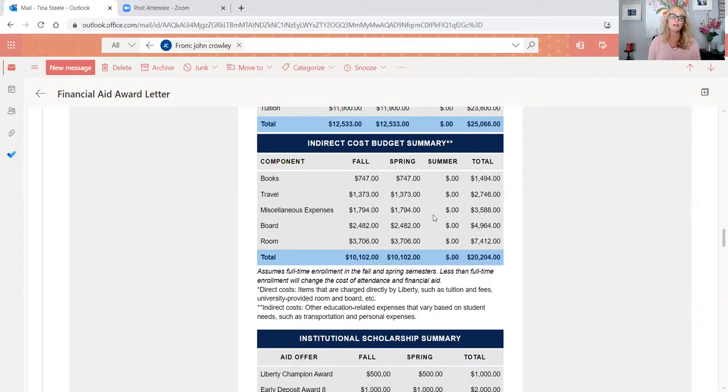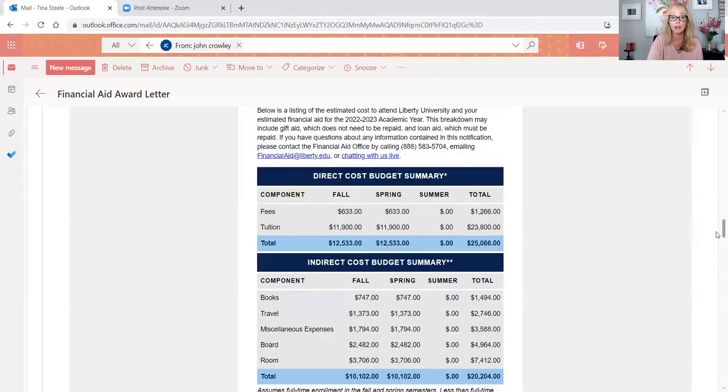So it's important when you're looking at a financial aid offer that you understand what direct cost means and what indirect cost means. These are all of the numbers that colleges use to create what's called a cost of attendance budget and then award student financial aid. So the nice thing is this particular college's cost of attendance budget would be the $25,000 plus the $20,000. So it would be about $55,000 for the student to attend school.